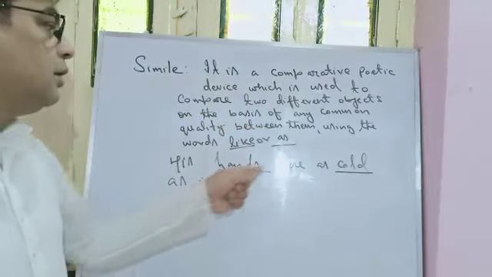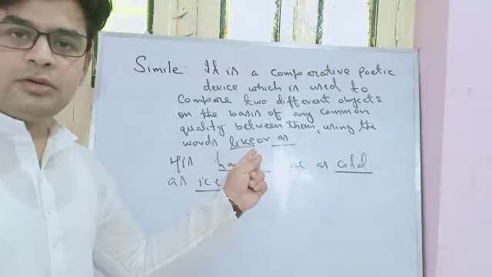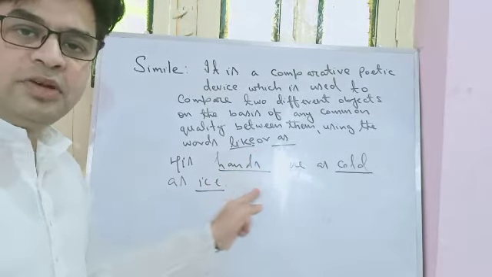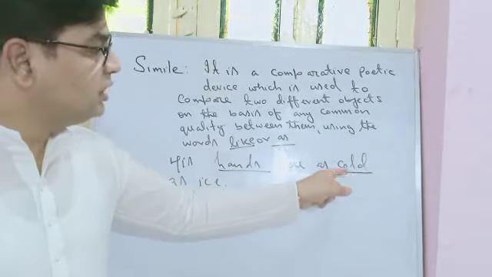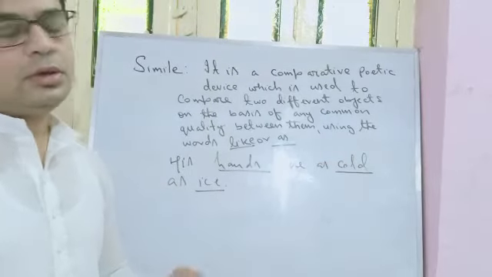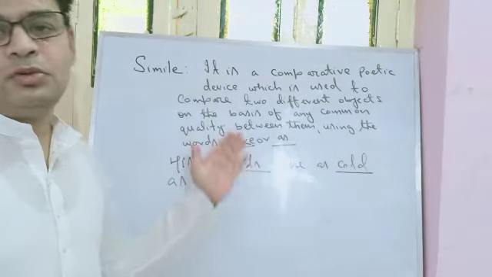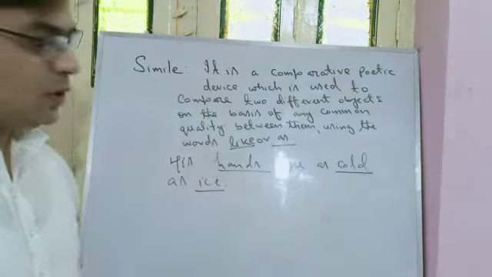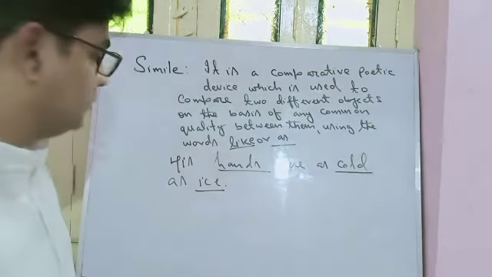Okay. So here I have used the word like, as and like, right? And two things are compared on the basis of any common quality. That common quality is cold. So this is an example of simile. I hope you understand. Okay.